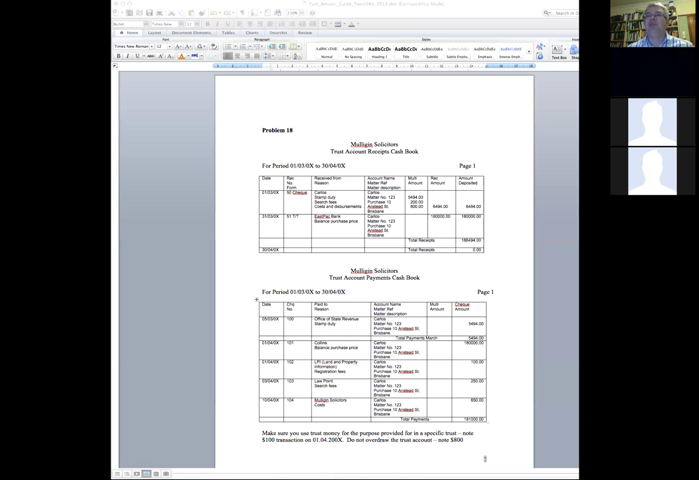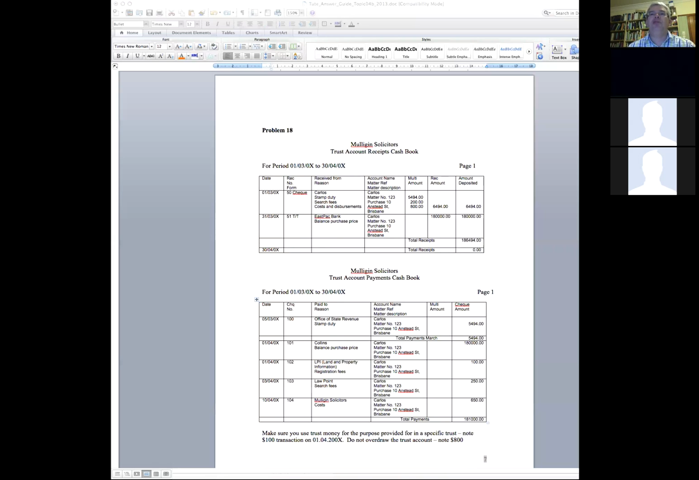Settlement is set down for the 1st of April. Assume the receipts start at number 50. Trust account checks start at number 100. Assume all the checks clear within 3 days. Sometimes you might want a check to clear quicker than that, so you can actually pay some money to the bank to speed up the clearing process.